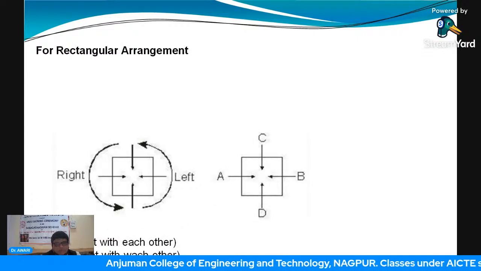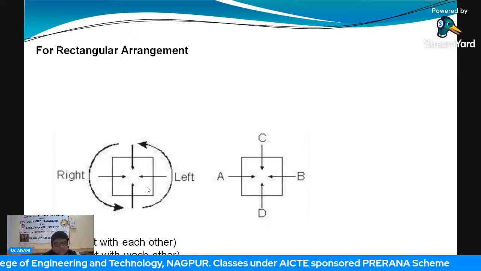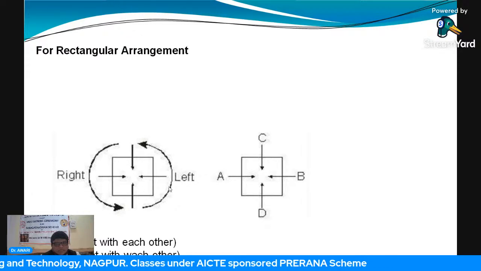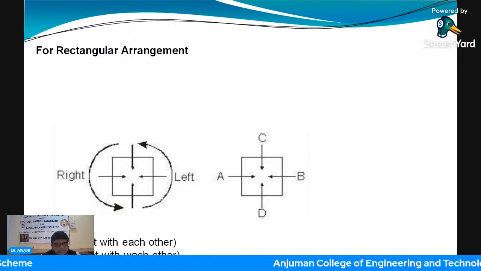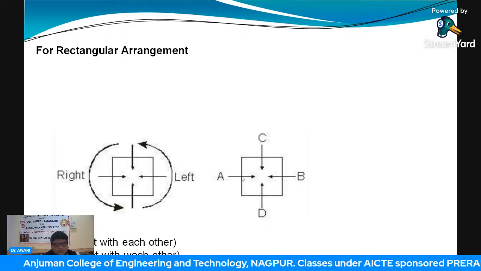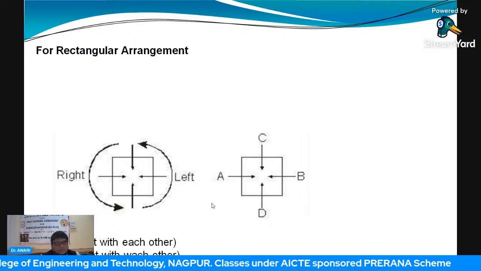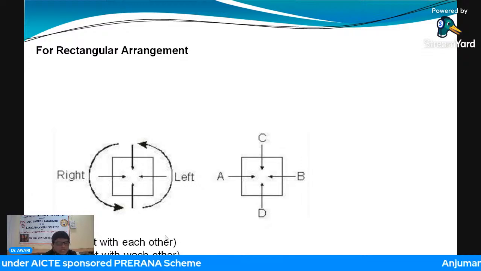Then the rectangular arrangement: two arrangements which you are seeing. This is the right arrangement, a square table, and in the left arrangement, this is A, here B, opposite C and D. So A and B face each other, C and D face each other. You might go into hotels or restaurants where you may find a similar type of rectangular arrangement or circular arrangement, and you may come across similar things.